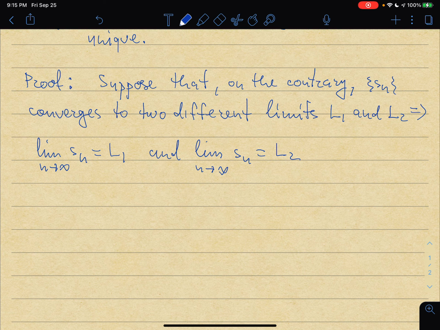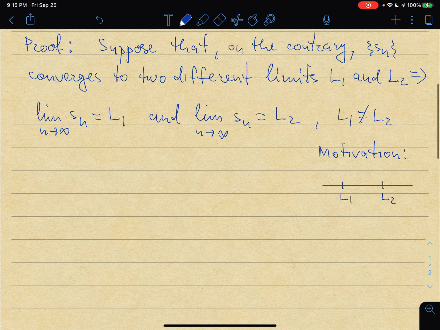And let me draw a picture which should motivate. So let's put it here. Motivation. Let's say that we're on a number line, and I have two numbers, L1 and L2, such that L1 is not the same as L2, because if they're the same, then the limit is unique.